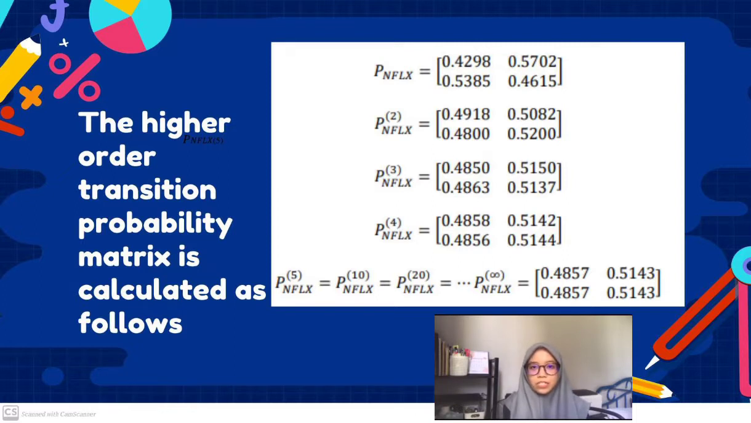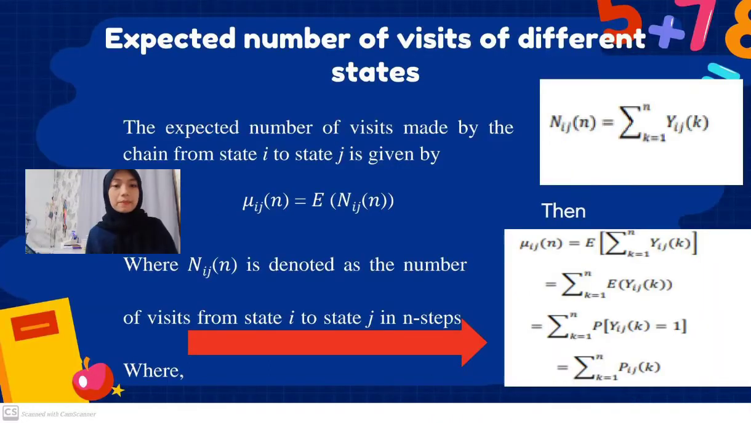From the transition probability matrix, we can see that the probability the NFLX stock price decreases in the future, irrespective of its initial state, increase or decrease, is 0.4857. And we can see that the probability the NFLX stock price increases in the near future, irrespective of initial state, either increase or decrease, is 0.5143. Hi, my name is Mke3507 and I want to present the expected number of visits of different states.